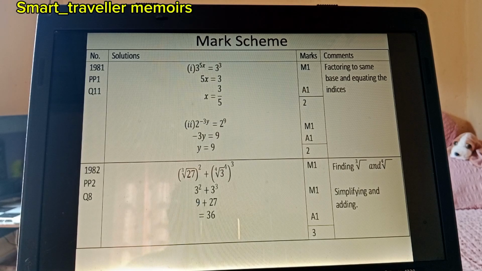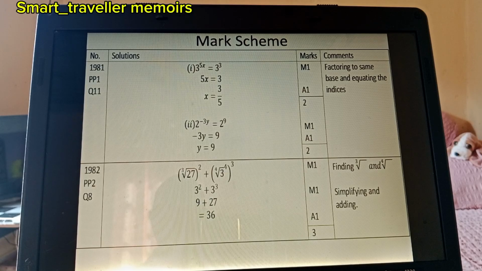So, in the solutions for 1981, you have Roman 1, where I have explained how you get 5 raised to x is equal to 3 cubed. That is, you make the bases the same. Equate indices, and you get 5x is equal to 3, and x is equal to 3 over 5. There you have 2 marks. 1 method mark for factoring and equating the indices, and then you have the answer mark for accuracy.